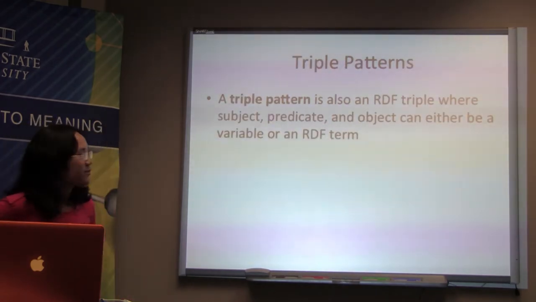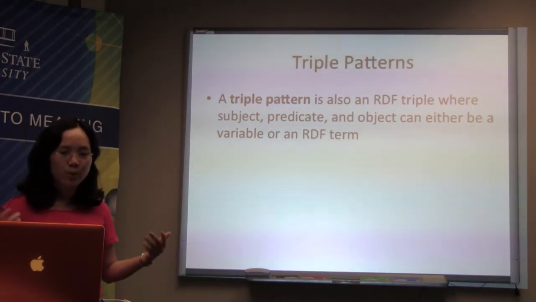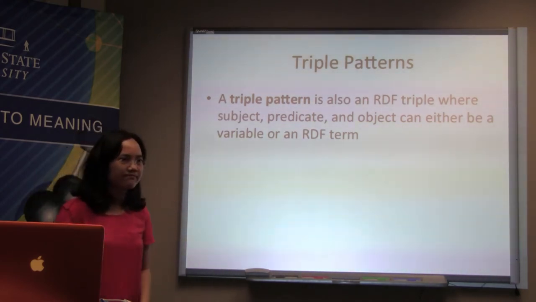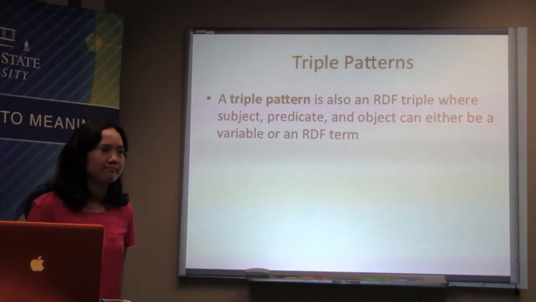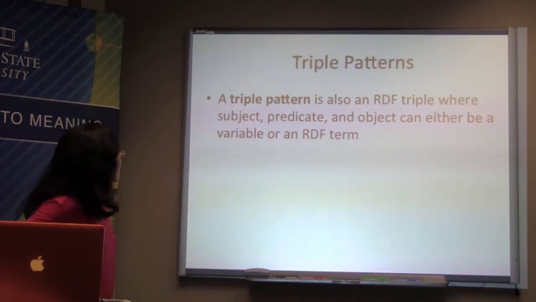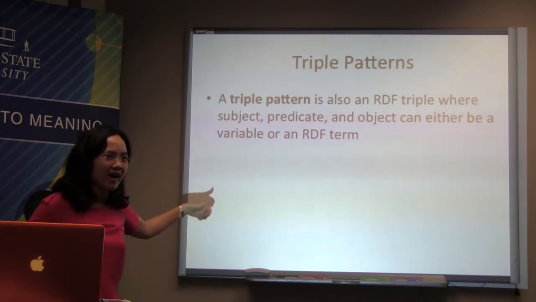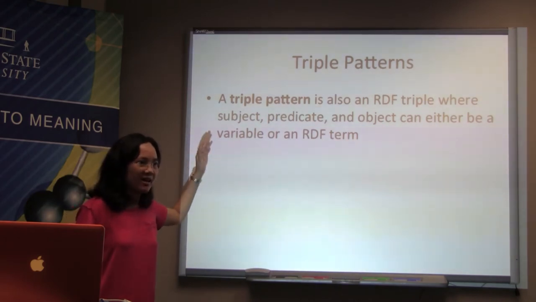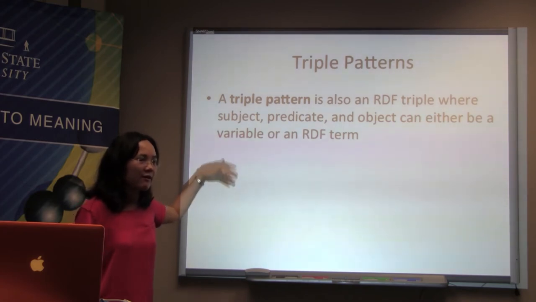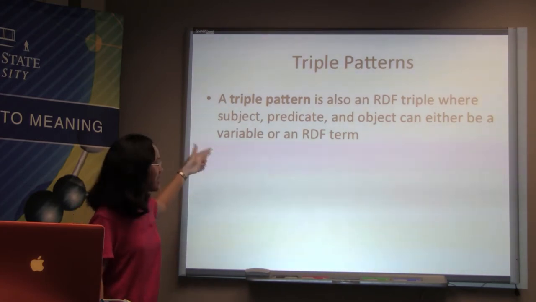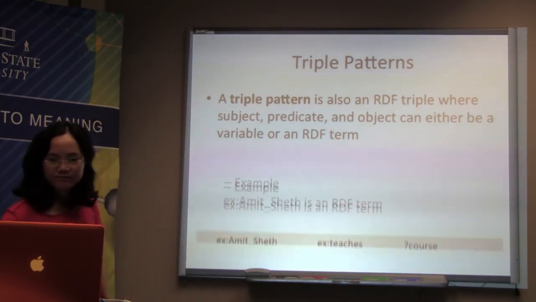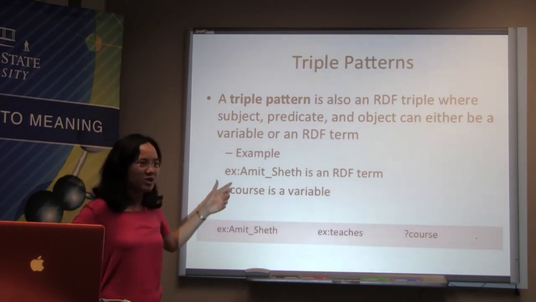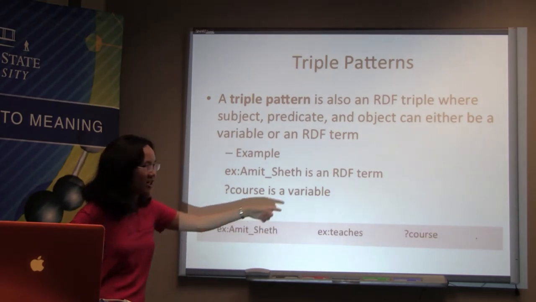So here we say that an RDF triple pattern is also an RDF triple where the subject, predicate, and object can either be a variable or an RDF term. So an RDF term can be a URI, blank node, or literal. And to specify the triple patterns, you replace one of them, or some of them, or all of them, from an RDF term. You change from RDF term into variable. For example, if you look at this triple pattern, we have that and shape is an RDF term, right? The genus is also a term and cause is a variable.